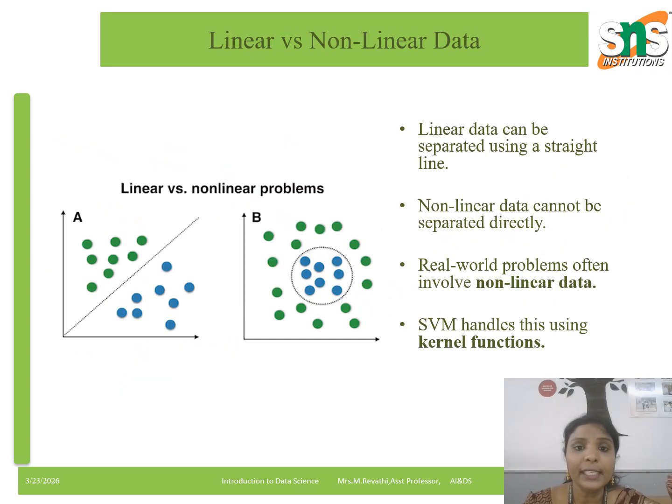Next, we see linear and non-linear data. Now, let us talk about types of data. Data can be divided into linear data and non-linear data. Linear data means it can be separated using a straight line. Non-linear data cannot be separated with a straight line. In real world problems, most data is non-linear. SVM can handle this type of data using something called kernel functions.